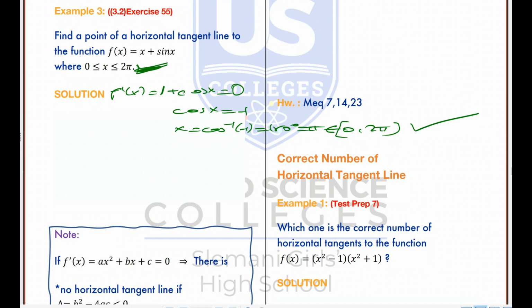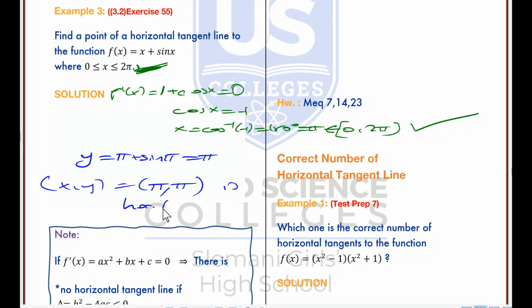So what is the corresponding y value? Y is, substitute pi for x, pi plus sine pi. Sine pi is 0, 0 plus pi is pi. So our point is x comma y. X is pi, y is also pi. So (pi, pi) is the point of horizontal tangent line.